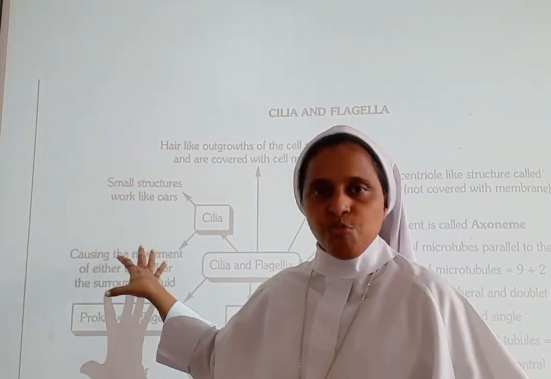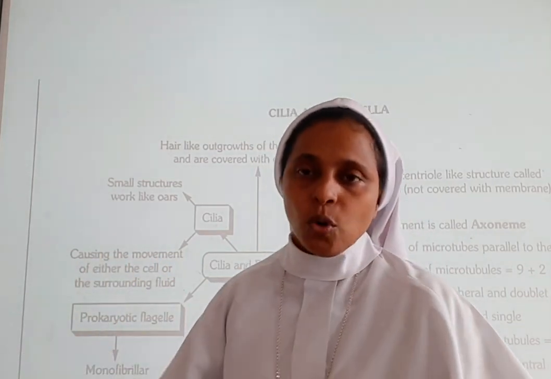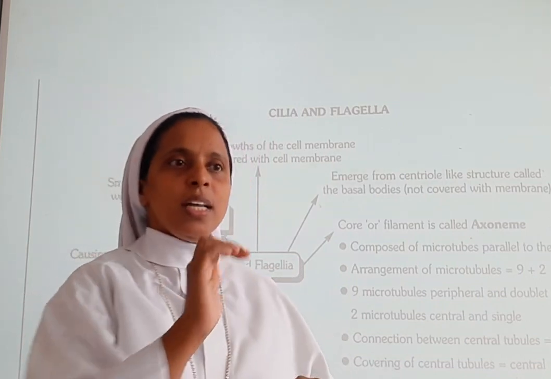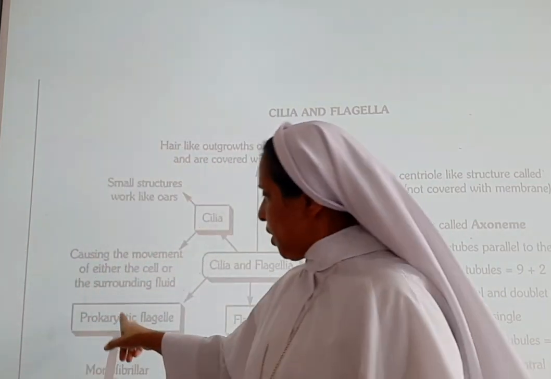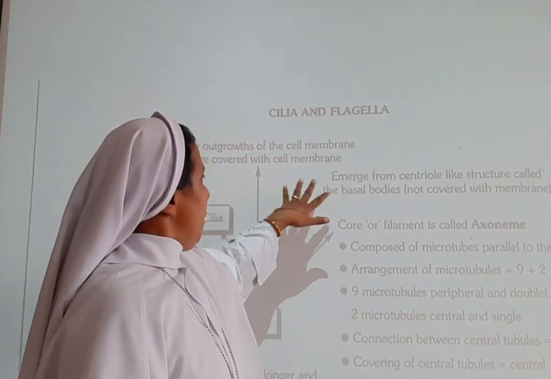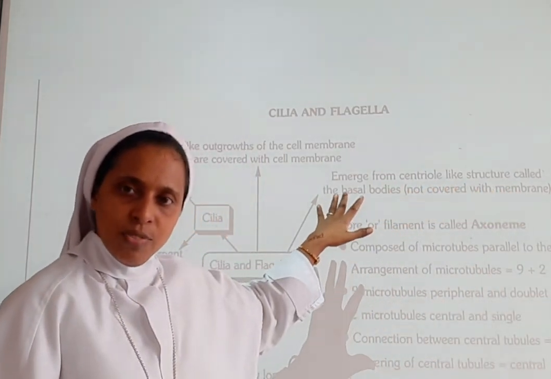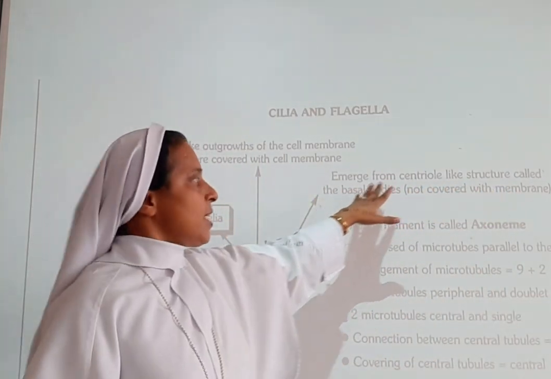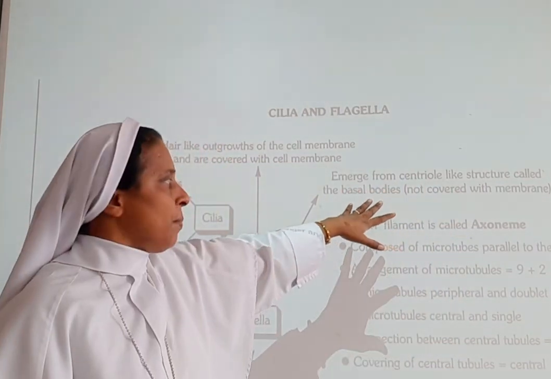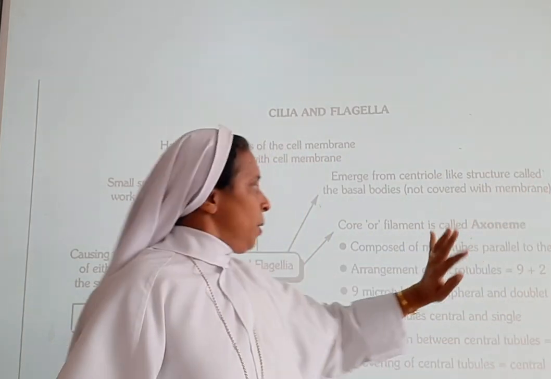Causing the movement of either the cell or the surrounding fluid. Whatever it is, it will be causing the movement. Next, prokaryotic flagella are monofibrillar. Cilia emerge from a centriole-like structure called basal bodies. From the basal bodies it emerges. And it is not covered with the membrane.